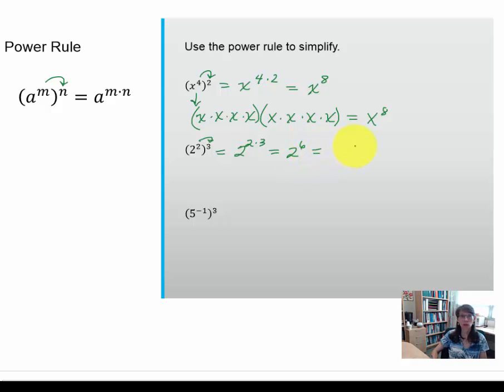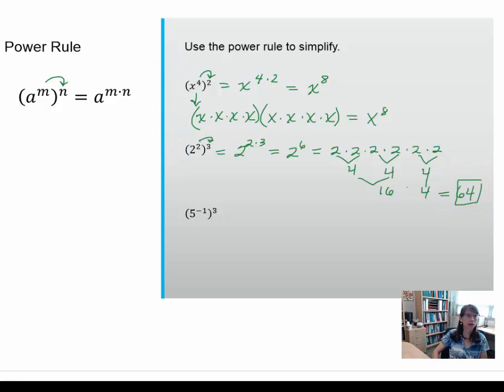Since it's a numerical base, we need to explore this more. 2 times 2 times 2 times 2 times 2 times 2. So we'd have 4 times 4 times 4, or 16 times 4, which is 64.